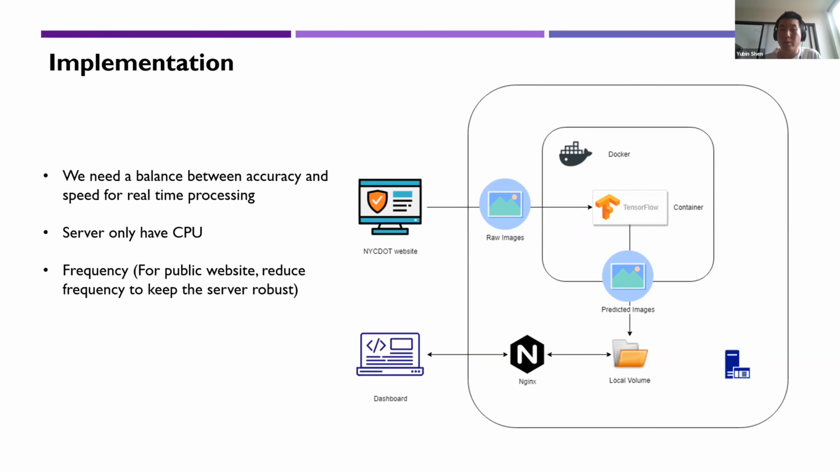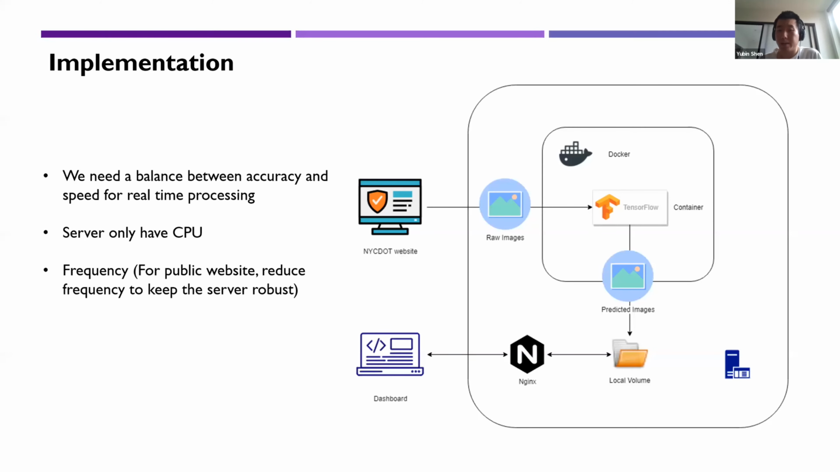And the application will export the predicted image, and then the Nginx proxy server will serve the latest image to our website. I need to speed up a little bit. I also want to mention some bottlenecks for this application implementation.